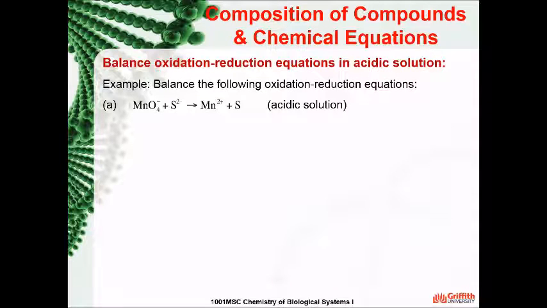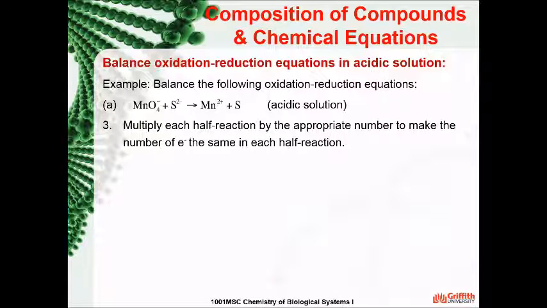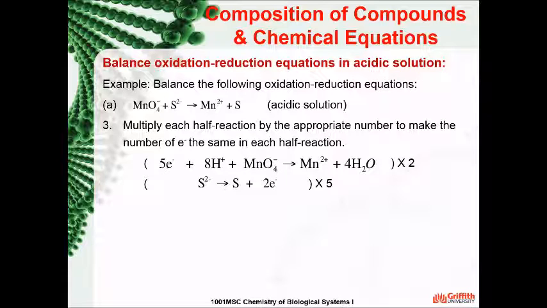The third step to balance a redox equation is to multiply each half reaction by the appropriate number to make the number of electrons the same in each half reaction. There are 5 electrons in the first half and 2 electrons in the second half, so the smallest common number is 10. Thus, we need to multiply the first half by 2 and the second half by 5. Remember that you need to multiply every element in the equation with the number, not only the electrons.